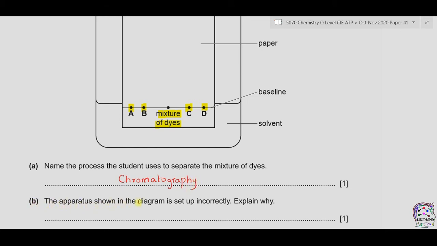Part B. The apparatus shown in the diagram is set up incorrectly. Explain why. In the experiment, we can see that the substances A, B, C and D are below the solvent line. So what will happen is that they will dissolve in the solvent rather than travelling up the paper and being separated. So the problem with the experiment is that the solvent level is above the baseline. The solvent level should be below the baseline of A, B, C and D.